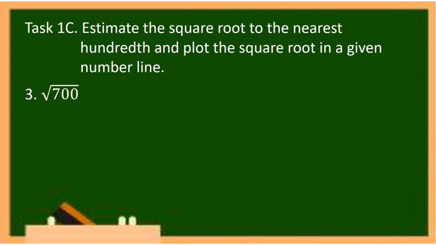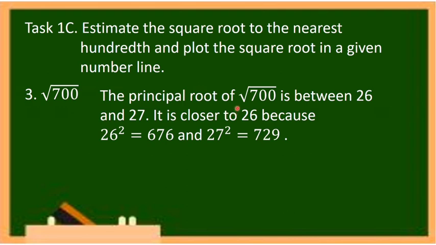Now let us have example number 3. We have the square root of 700. The principal root of the square root of 700 is between 26 and 27. And it is closer to 26 because the square of 26 is 676 and the square of 27 is 729. So it is closer to 26 because 676 is closer to 700. So we will choose one decimal place value nearer to 26.